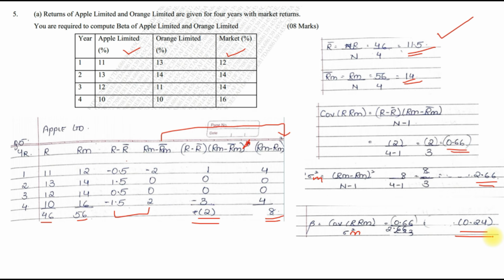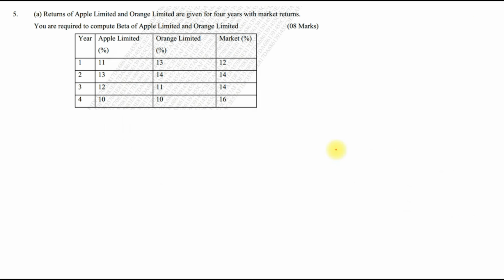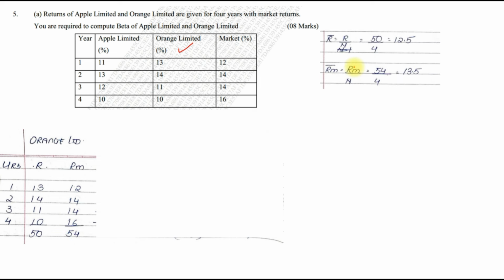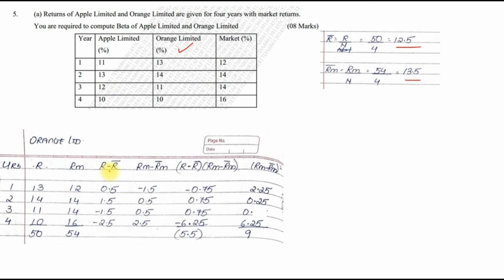In the same way, in the same order, we'll have to do it for Orange Limited. First, we note down the number of years, the return of Orange and the market return. Get the total, we get 50 and 54. We find R bar and RM bar, 50 upon 4 and 54 upon 4. We get 12.5 and 13.5. Okay, next will be R minus R bar and RM minus RM bar. We take all the returns minus the bar that we have got.